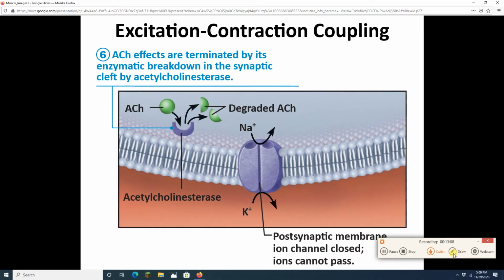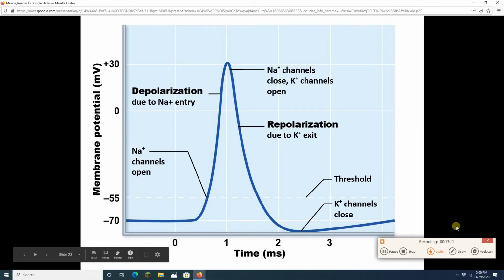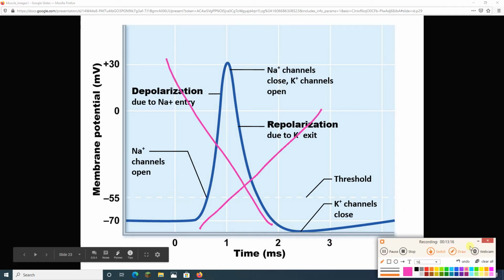Okay, now what does that action potential do? We don't need to look at a graph of an action potential. I guarantee to you I am not going to have this on your test. All right? So don't sweat this.